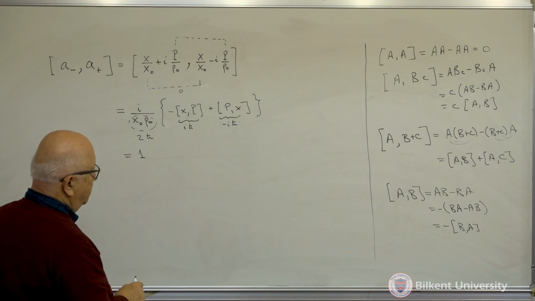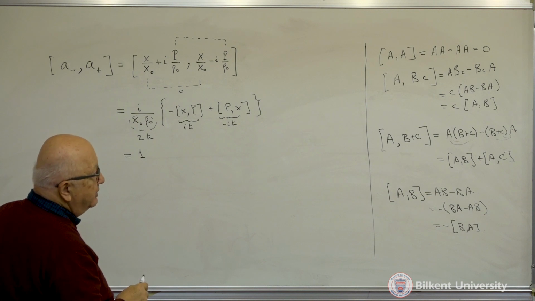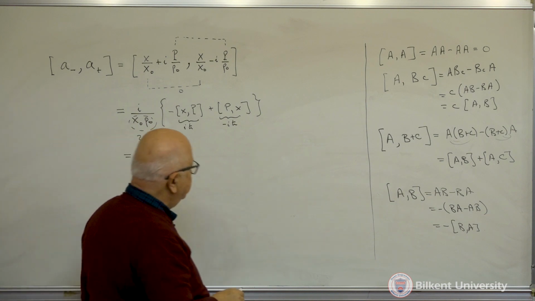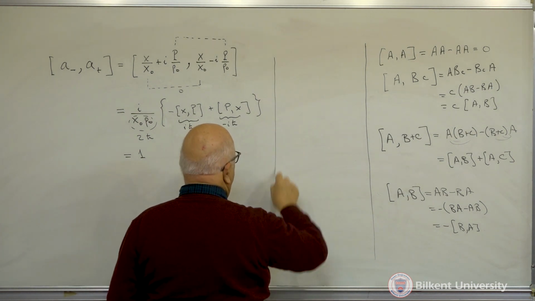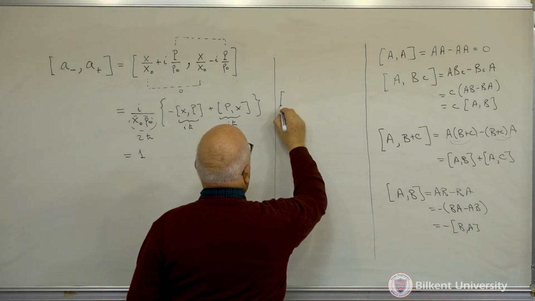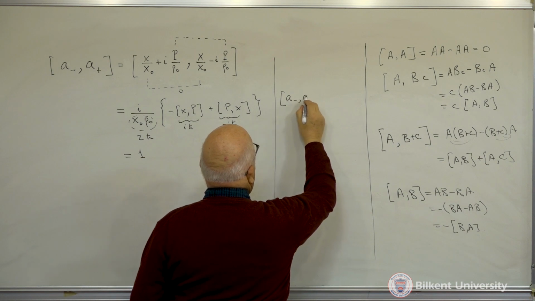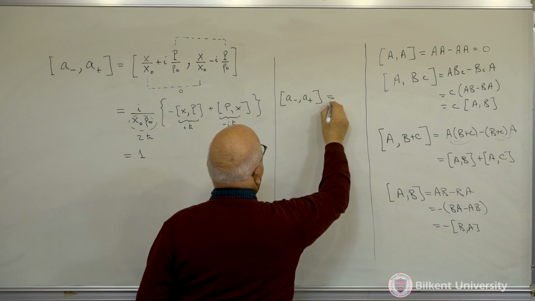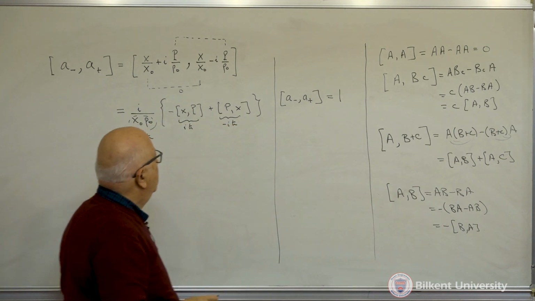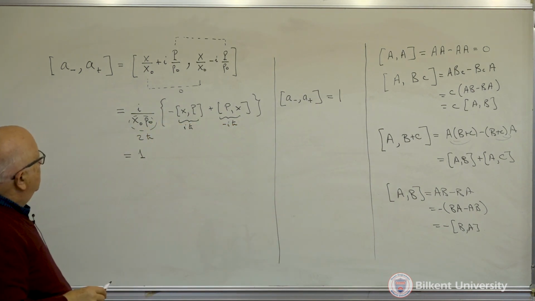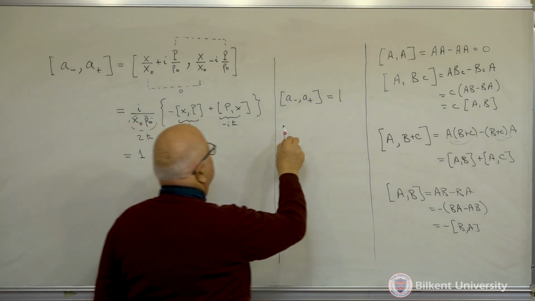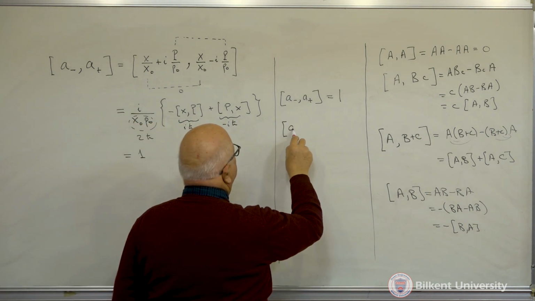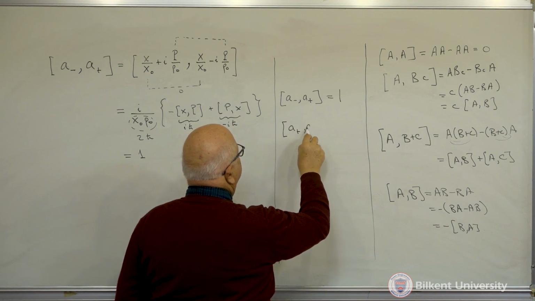I should, at some point, start to form a table someplace for these things, but for the time being, let me just write it over here. So A minus commutator with A plus is equal to 1. Okay, what happens if I try to find the commutator of A plus with A minus?